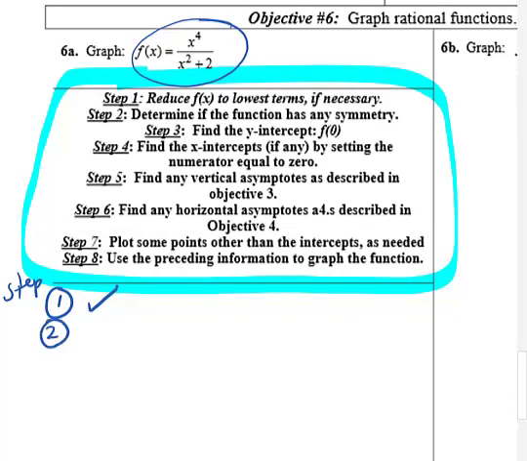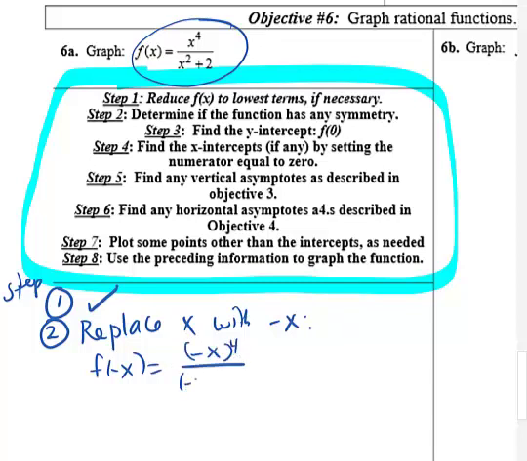Then we'll determine if the function has any symmetry. That's where, remember, you replace x with negative x. Okay, f of negative x is negative x to the 4th over negative x squared plus 2. Since all the powers on x are even, they just swallow up those negatives as if they weren't there. If you put in a negative for x and you get the same as the original function, that means this is an even function, or it has y-axis symmetry.